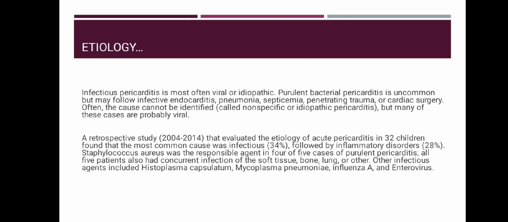Staphylococcus aureus was the responsible agent in 4 of 5 cases of purulent pericarditis. All 5 patients also had concurrent infection of the soft tissue, bone, lungs, or other. Other infectious agents included Histoplasma capsulatum, Mycoplasma pneumoniae, influenza A, and enterovirus.